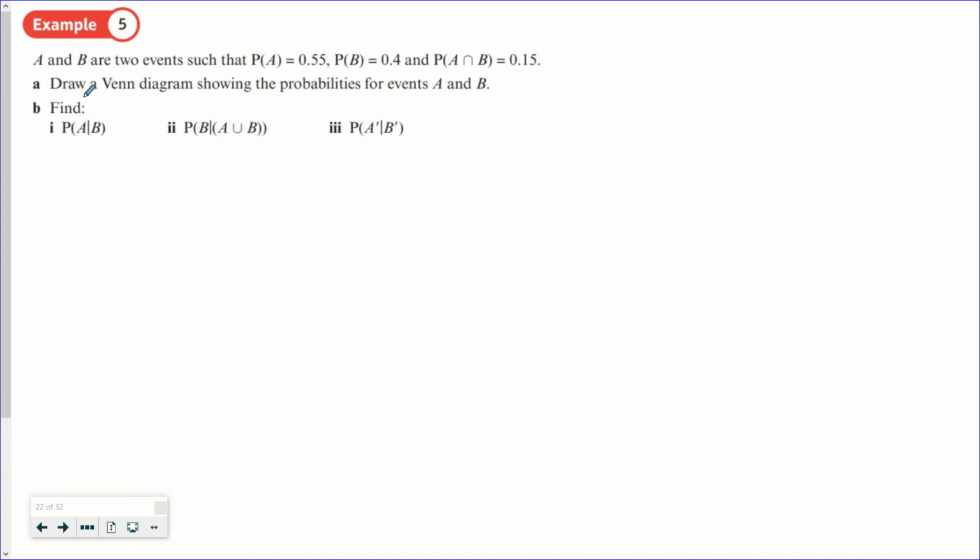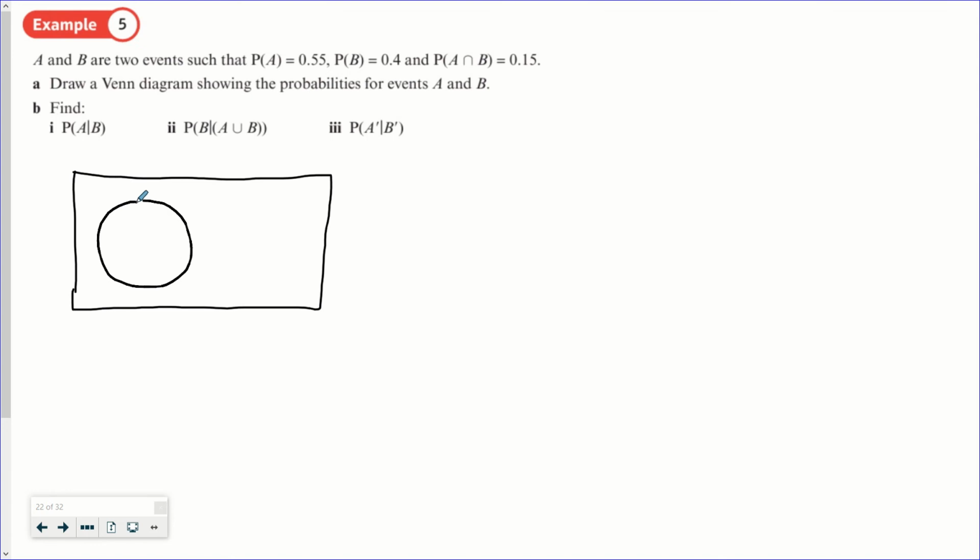So in example 5, we're asked to draw a Venn diagram to show the probabilities of events A and B. So let's draw a sketch of the Venn diagram. So we've got our 2 events, A and B. And we're told that in the intersection we've got 0.15.